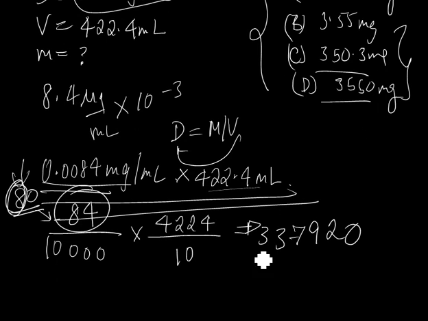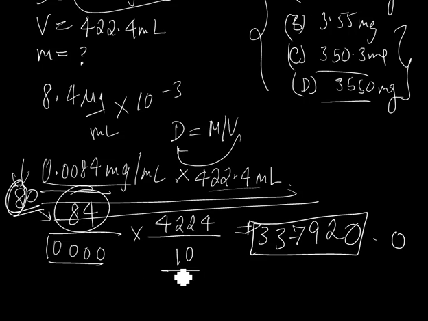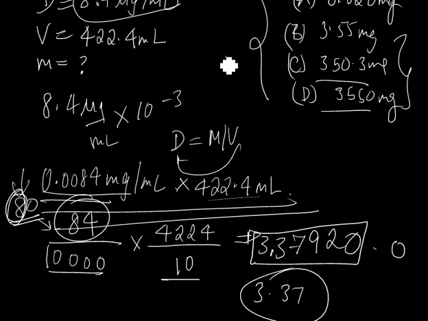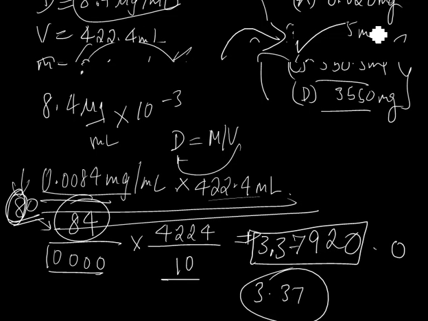Okay, so I get this, and now I just have to shift my decimal places. I have my decimal place here right now. I have 5 zeros, so 1, 2, 3, 4, 5 right there. So around 3.37. Now I go back to my options, and this is the closest one, so I know my answer is B. And I don't know, my text just disappeared. This is the 3.55 milligrams.